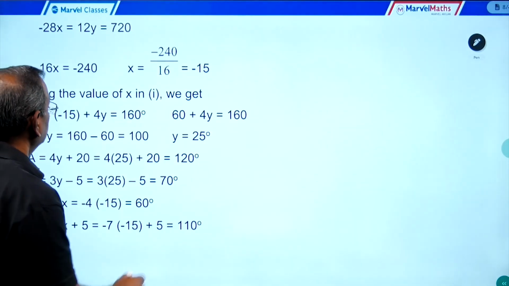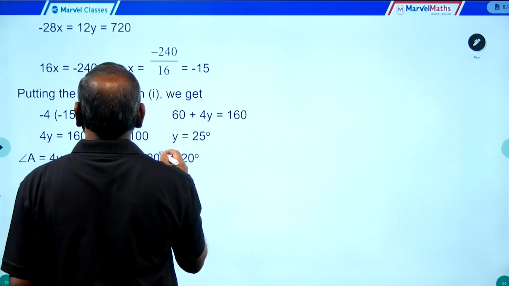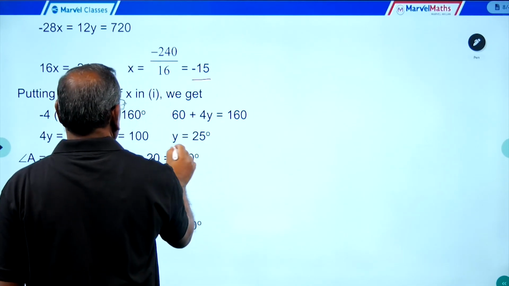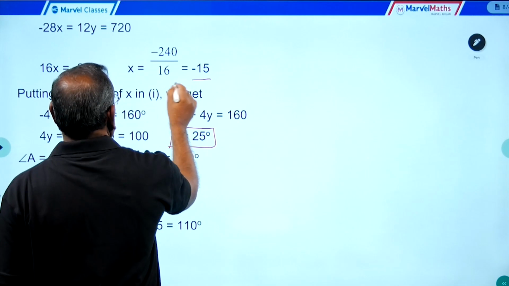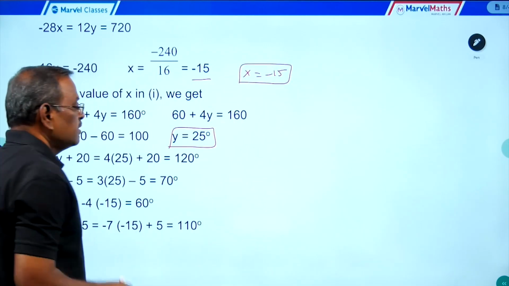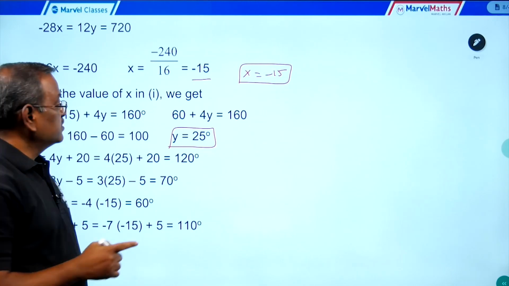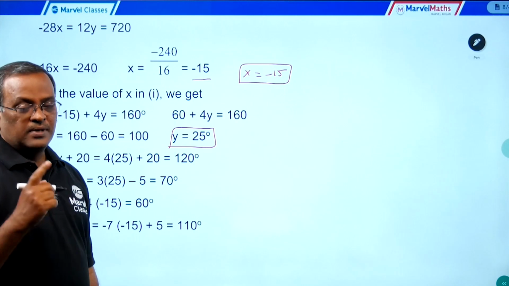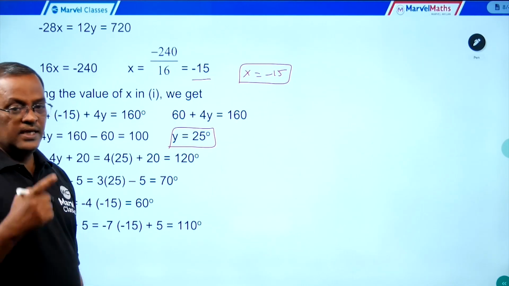The value of x is minus 15 and the value of y is 25. But x and y are not the required values. Don't worry about this minus sign because that is not the final answer. The final answer is measure of angle A, angle B, angle C and angle D.